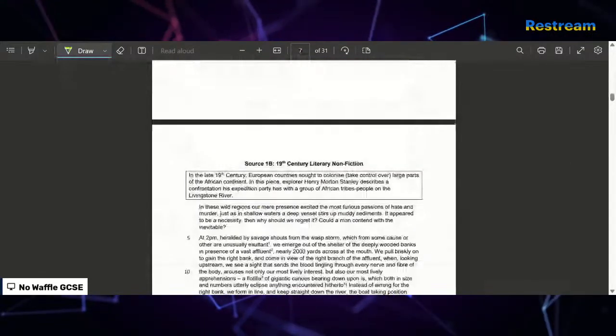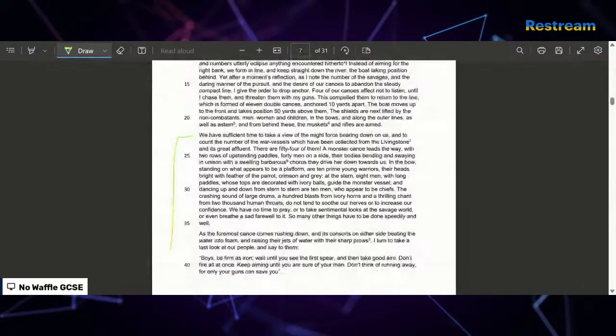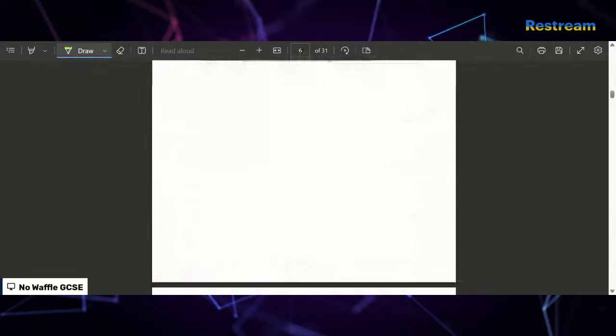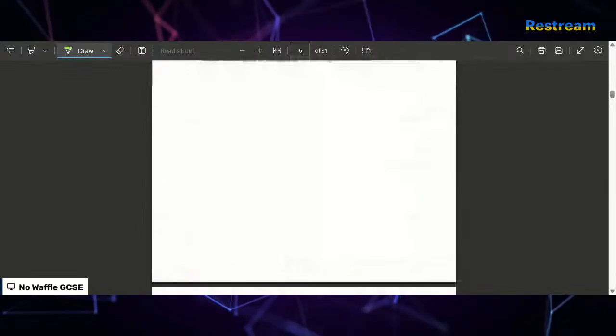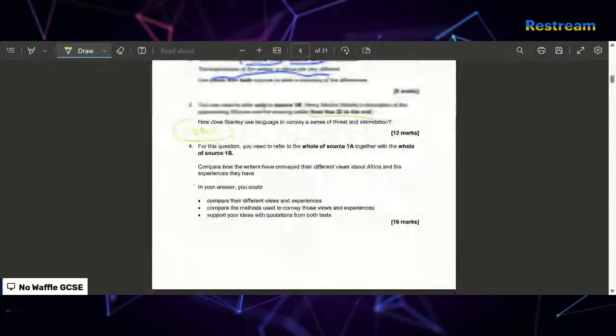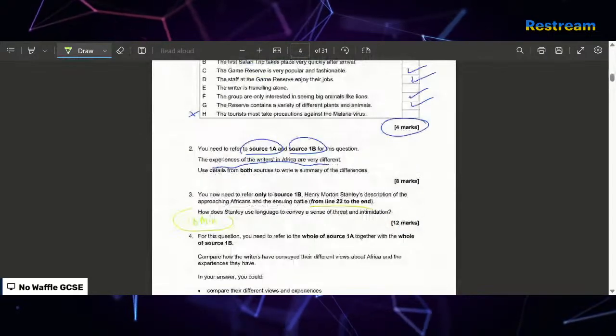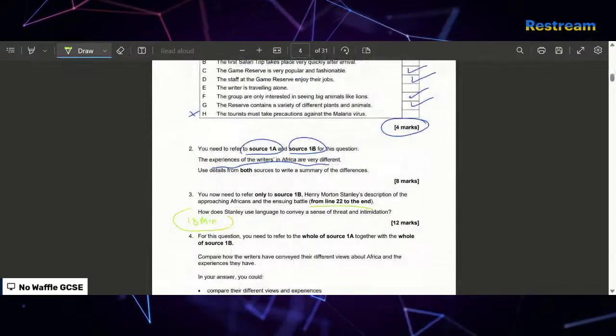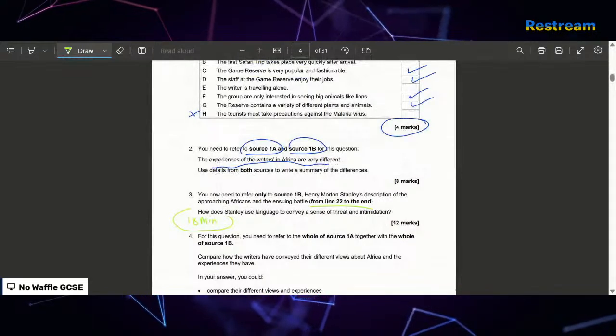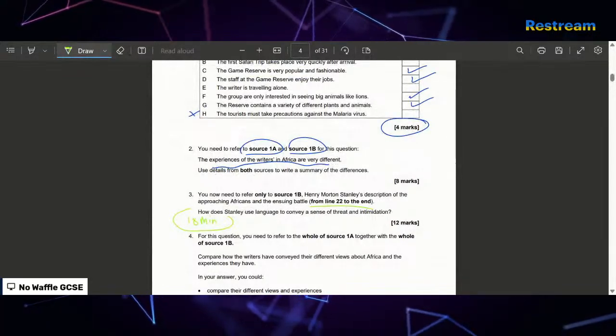So we've got 22 to the end, this section here. And the question is asking us, how has he used language to convey a sense of threat and intimidation? Okay, so we've got threat and intimidation. Let's just zoom into those words.